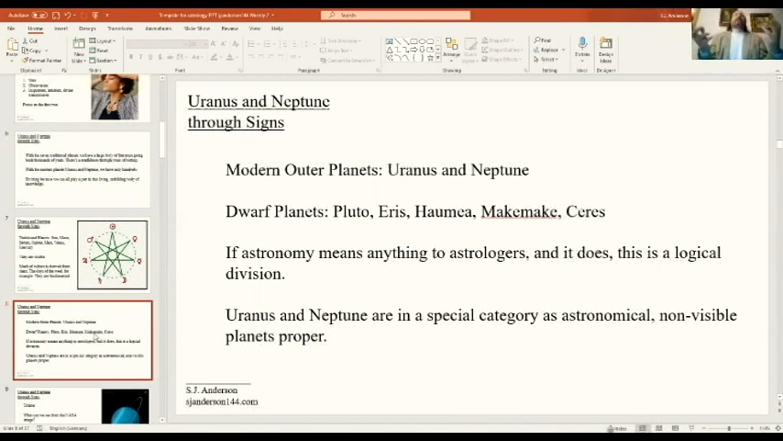And that's why I liked this talk so much when Stormie asked me to focus on the outer planets, not on any of the dwarf planets, because they're a separate category. They really are a separate category. They're in their own category as astronomical, non-visible, proper planets. So I just want to make that distinction. It's good to work with them together in that sense.